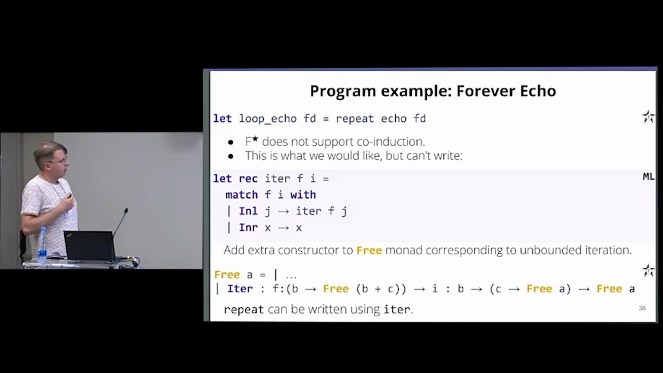And actually, to accommodate non-termination, we extended our free monad with just this constructor, where it has the same F here. It also has a set of arguments and the continuation, because repeat here can be written using iter. So this repeat here can be written using this iter.